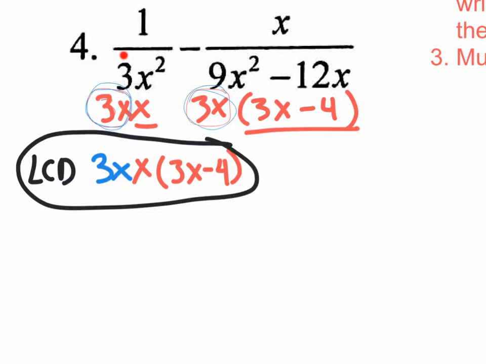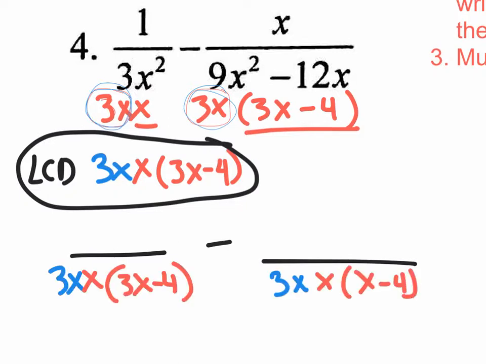Okay, once again, we factored the denominators. So here they are factored. And then we took what was in common in both and wrote it once. And then we took what was left over and brought it down and wrote it also. And that's your LCD. So each of these fractions, we need to rewrite them with the LCD, which is 3x times 3x minus 4. So there it is. I've written the two fractions with that LCD.